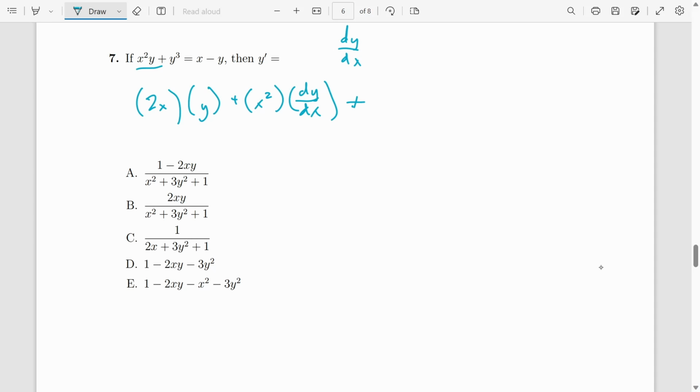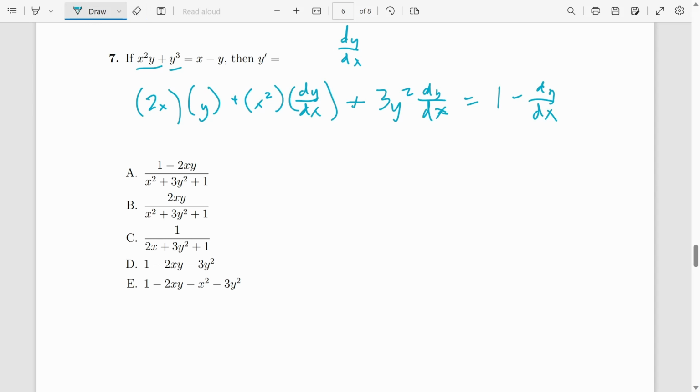So then plus the derivative of y cubed, this is 3y squared, times dy over dx because we just took the derivative of a y, equals derivative of x, which is 1, minus the derivative of y, which is 1 times dy over dx. All right, so now we have our derivative, and at this point we just solve for dy over dx as if it was just a variable. And then once we do that, whatever's remaining, on the right side or the left side or however you want to do it, will be our answer here.